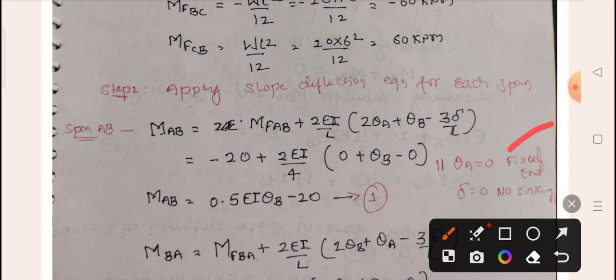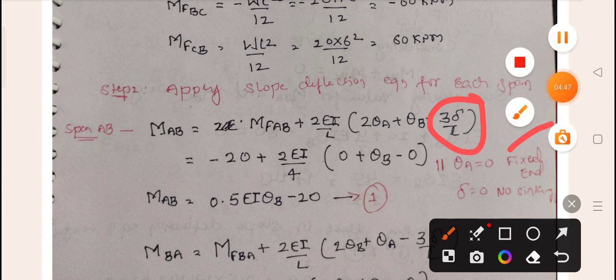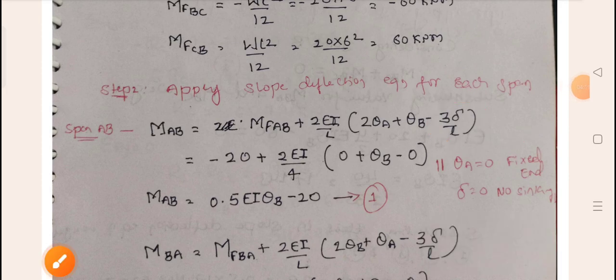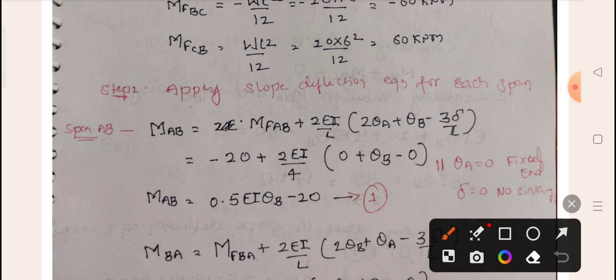So it is written here, theta A is equal to 0 because it is a fixed end, and next, minus 3 delta by L. What is delta? Delta means sinking of support. If sinking of support is not given in the question, then that value will be equal to 0.